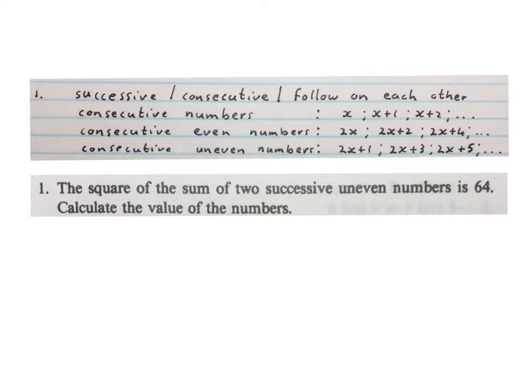On this channel, we use consecutive numbers formulas as x, x plus 1, and x plus 2. There are others. Consecutive even numbers, we go for 2x, 2x plus 2, and 2x plus 4. Consecutive uneven numbers, we take 2x plus 1 as the first one, 2x plus 3, and 2x plus 5. Please look at the video that explains consecutive numbers.